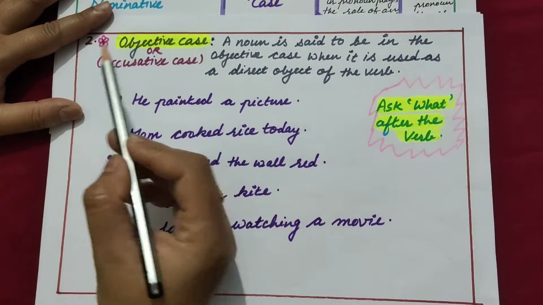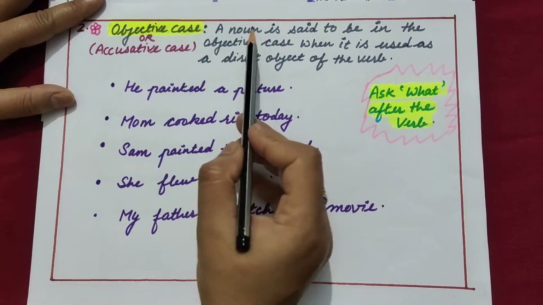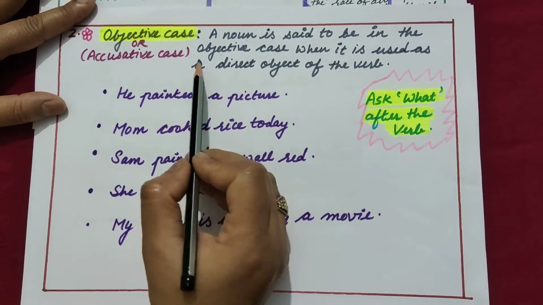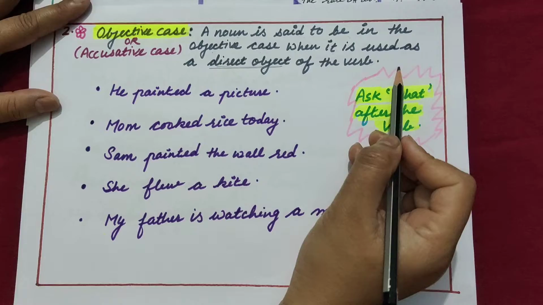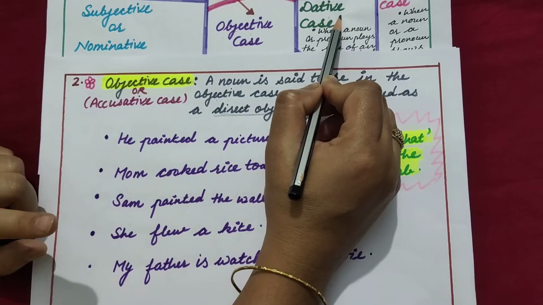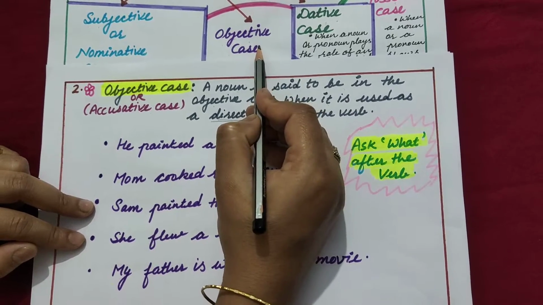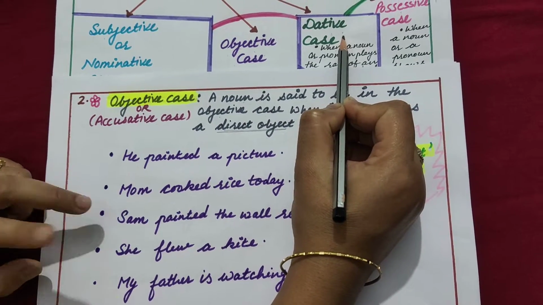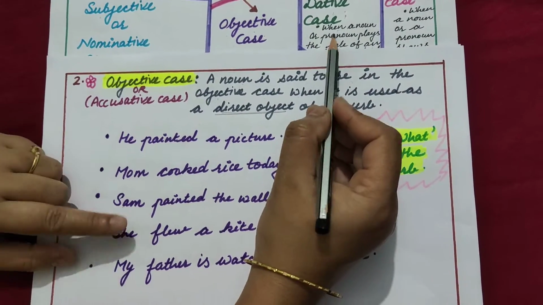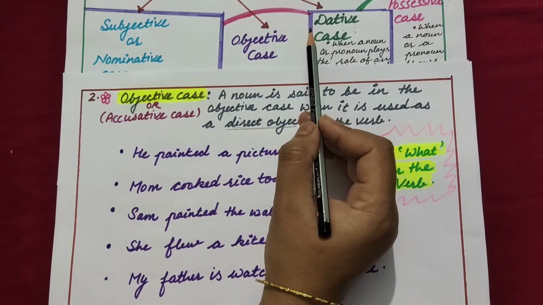Now, the second part is objective case, or this is called accusative case also. A noun is said to be in the objective case when it is used as a direct object of the verb. Right? Now, I have told you in objective case or in dative case, we have to take care of the objects. In objective case, we have to see the direct object, and in dative case, we have to see the indirect object. Before going ahead, we will once again read about the object, which is the direct object and which is the indirect object.